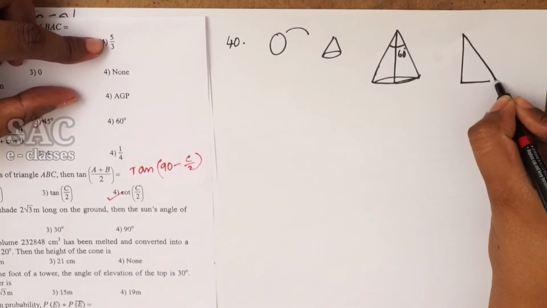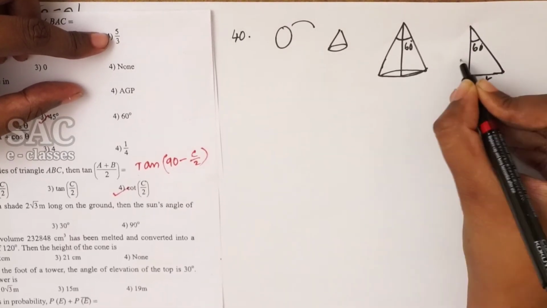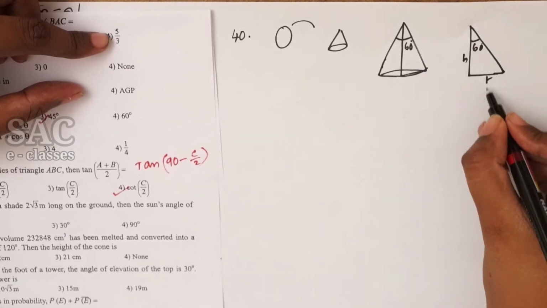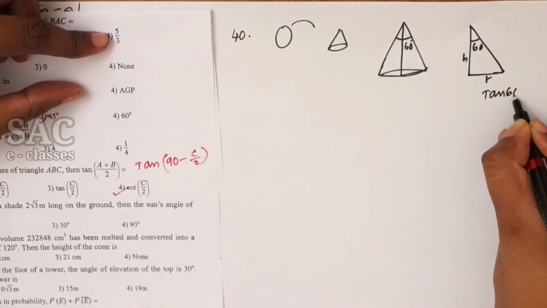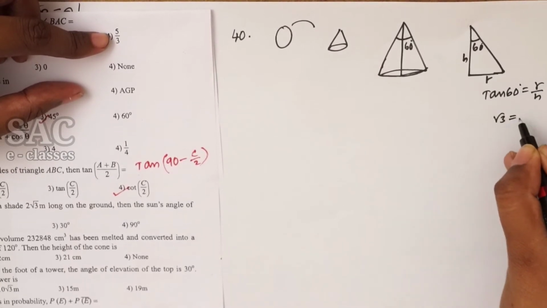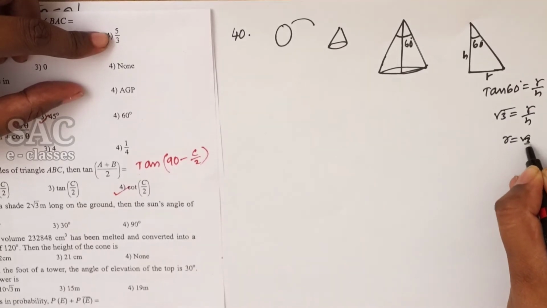We know it is a right circular cone, so the angle is 60. This is the radius and this is the height. Clearly you can write tan 60 is equal to r by h. Root 3 equals r by h, where r equals root 3 h.